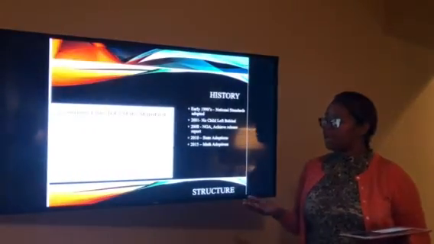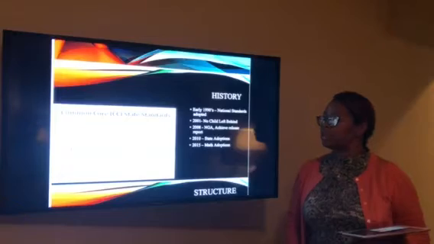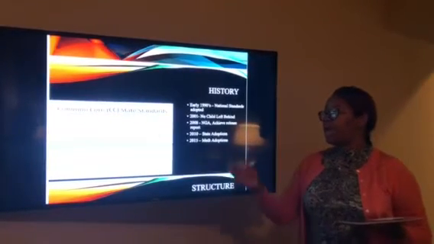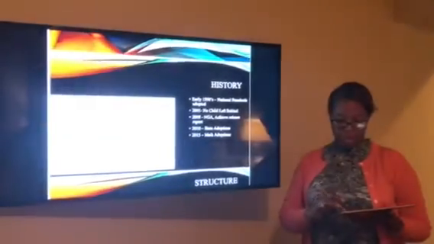So in 2010, as you can see here on the line, there were state adoptions, and then in 2015 there were some math adoptions.